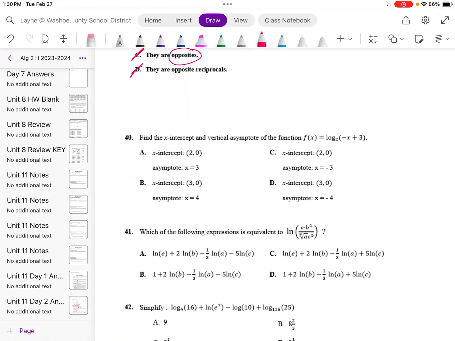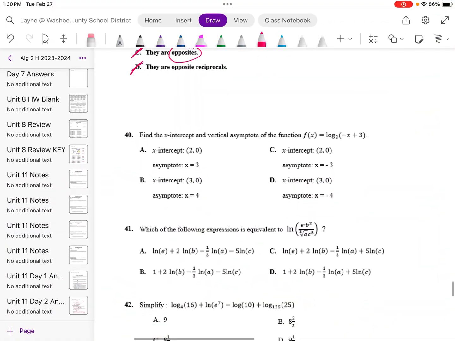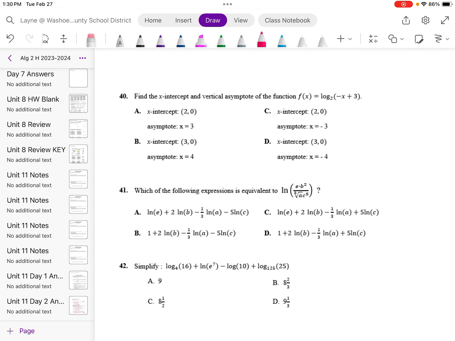We can't necessarily graph this on our graphing calculators because some of them will have the log base function turned off. So we're going to try graphing this by hand. So find the vertical asymptote.